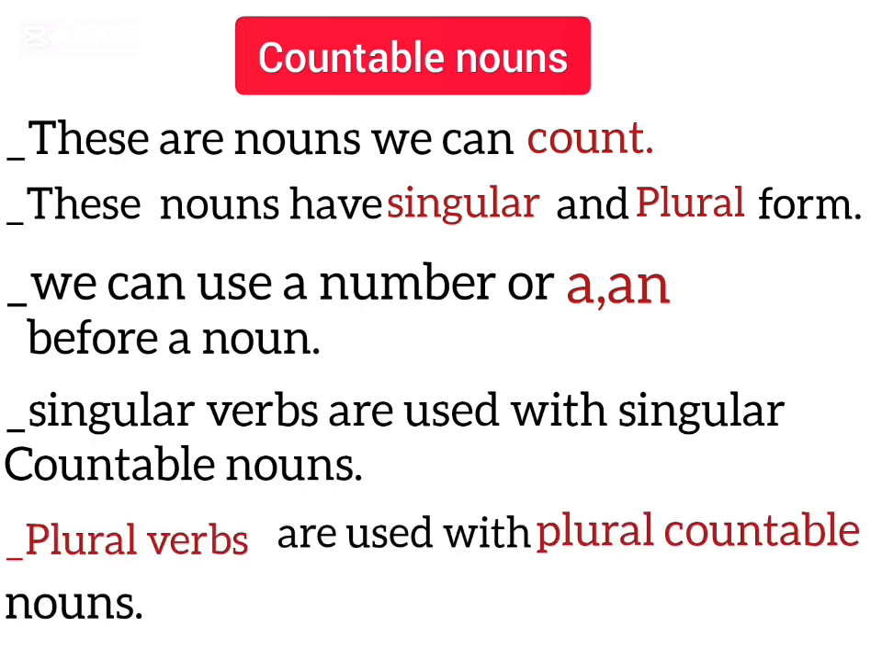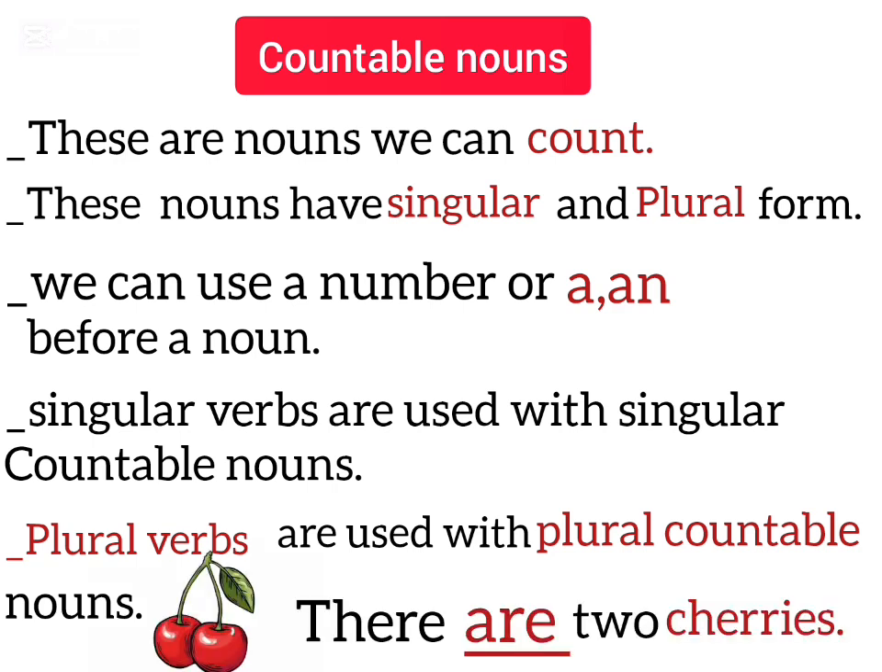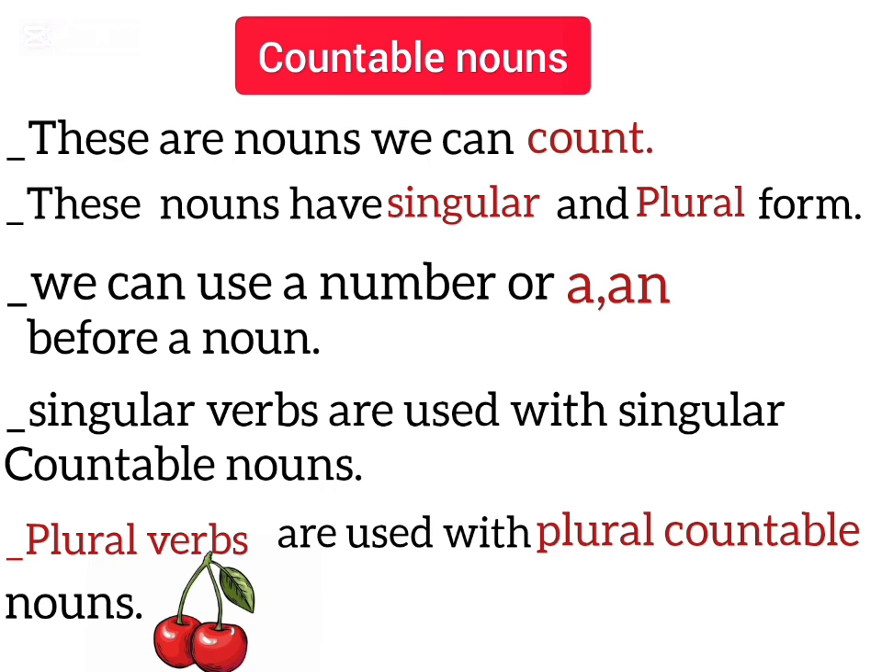Plural verbs are used with plural countable nouns. What does that mean? Just look at the example. There are two Jerrys. Here, Jerrys are plural countable nouns, so we use the plural verb are.